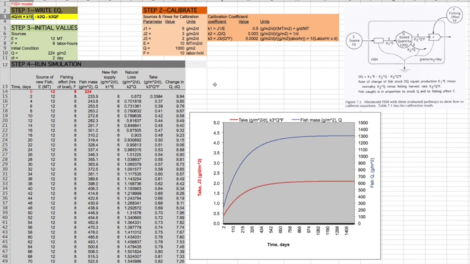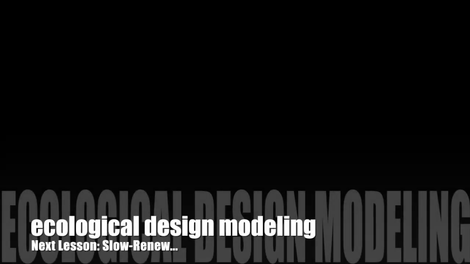So we've explored the model fish in the Excel simulation. The next lesson, we'll explore adding a second tank and autocatalytic feedback.